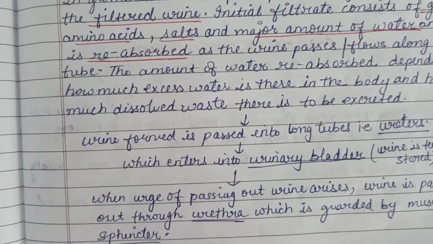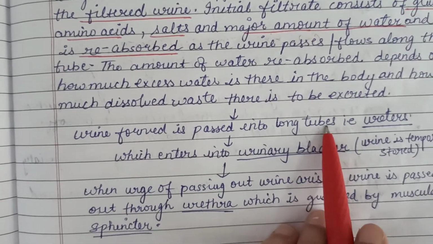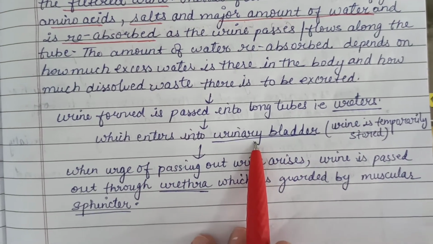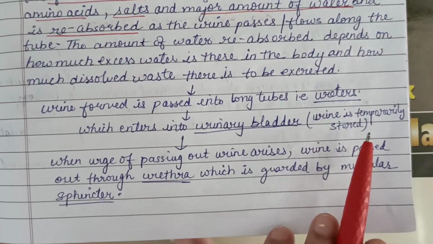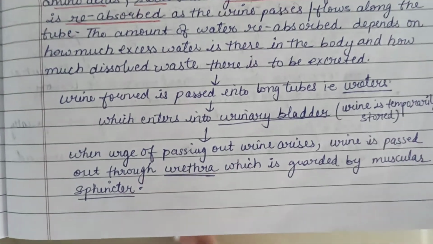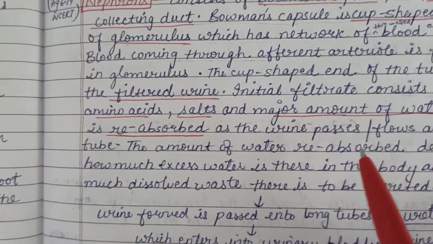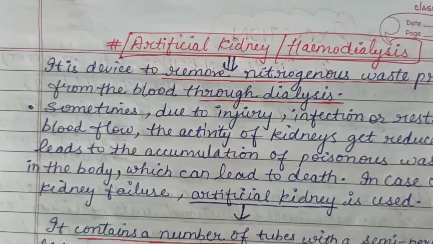Whatever urine is formed is passed into long tubes called ureters, and ureters open into the urinary bladder in which urine is temporarily stored, and from the urethra it is passed out, and the urethra has a sphincter muscle which opens when there is an urge to pass out urine.